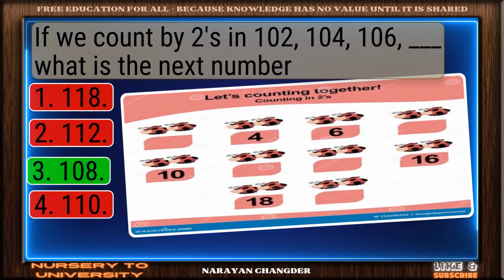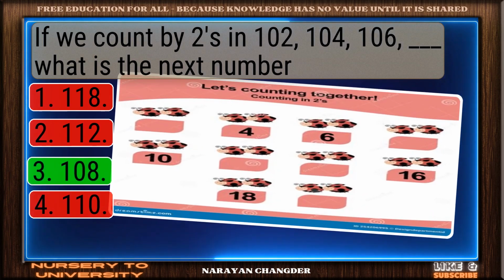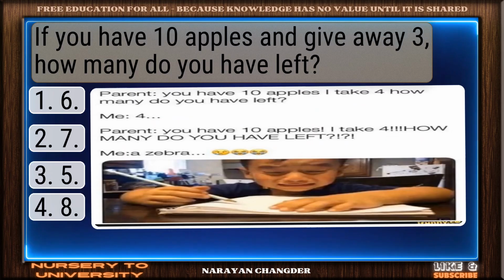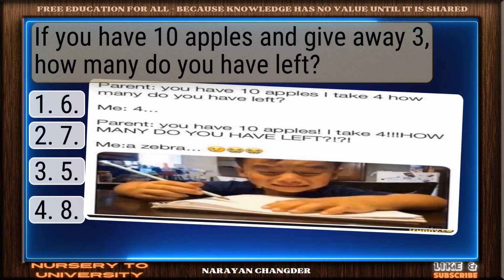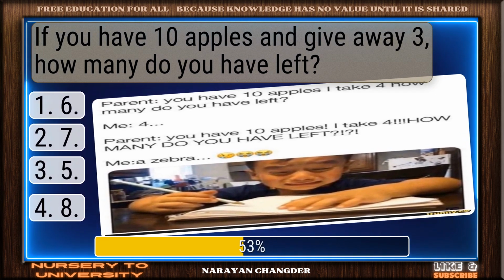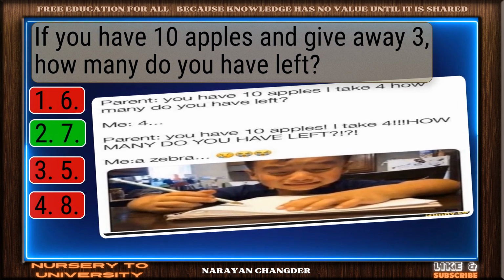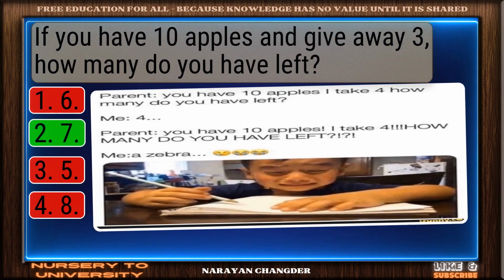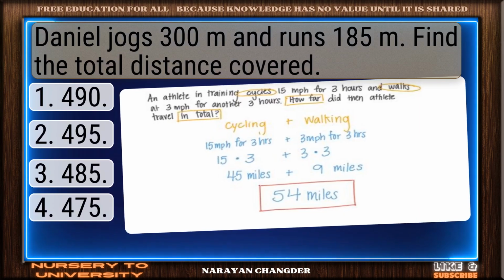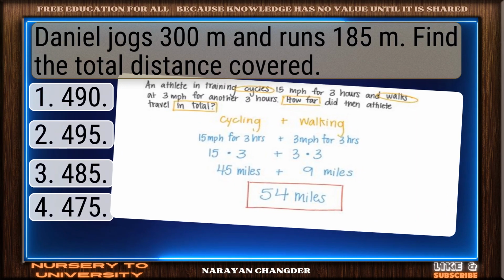Nice selection. 108 is the correct and valid answer. If you have 10 apples and give away 3, how many do you have left? Clear logic. Your choice 7 is sound and 100% true. Daniel jogs 300 m and runs another 185 m. Find the total distance covered.